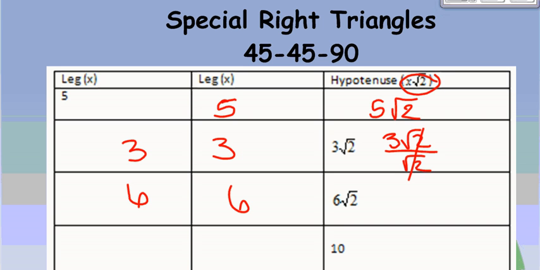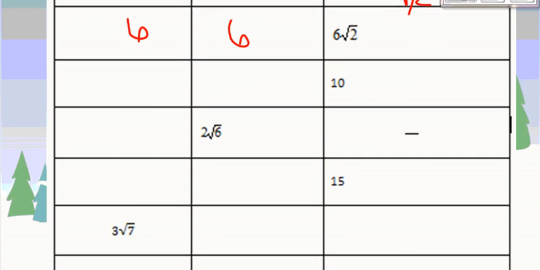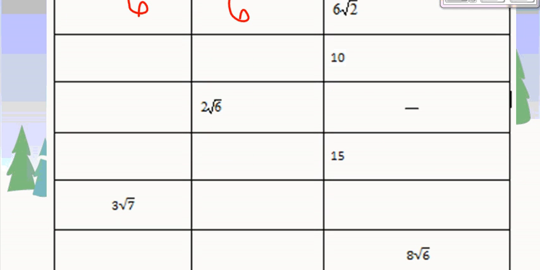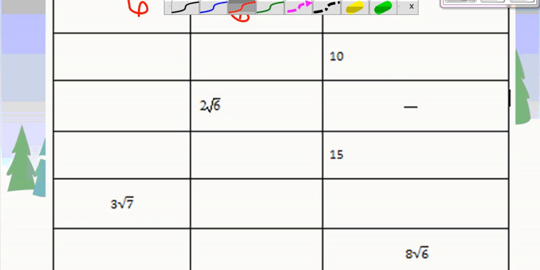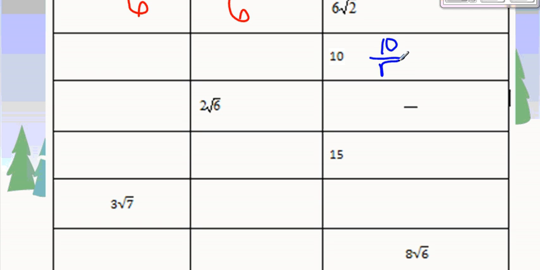Now we're going to look at some of the more challenging of these, where we actually have to simplify radicals. Notice that 10 doesn't have the square root of 2 there, but it is our hypotenuse. So we're going to take 10 and divide it by the square root of 2. Now you guys have not learned how to simplify radicals, but we're not allowed to leave the radical in the bottom of this fraction. So we're going to multiply both the top and the bottom by the square root of 2, because that is a value of 1, so we're not changing the problem.